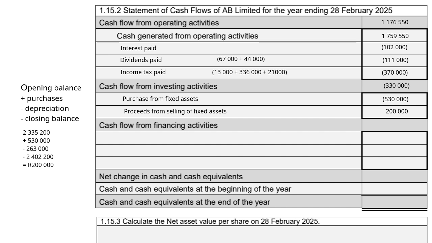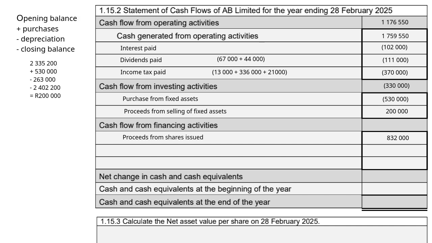We start with our proceeds from shares issued, and that was given in note number 1 from the statement of financial position as 832,000 Rand, out of brackets because it's an inflow of cash. Our shares repurchased. Remember, we've got to go back to note number 1. The 180,000 shares bought back during the year is a question mark.